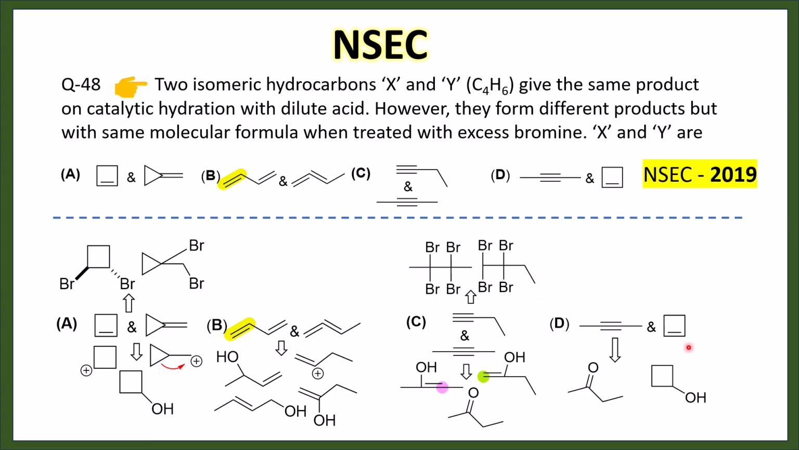And option 4, if we see, this gives this hydrated product, meaning the hydration product, this ketone, and this gives this alcohol, as we have seen earlier. So these are not the same hydration product. So only option A and option C give the same hydration product, this one and this one, and different brominated products. So here the correct options are this one and this one.